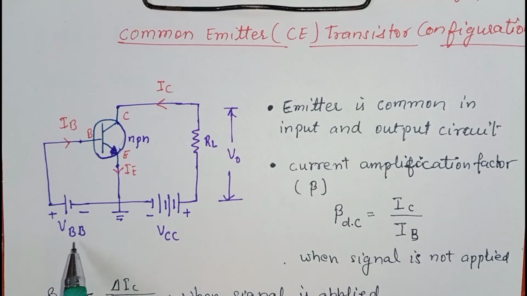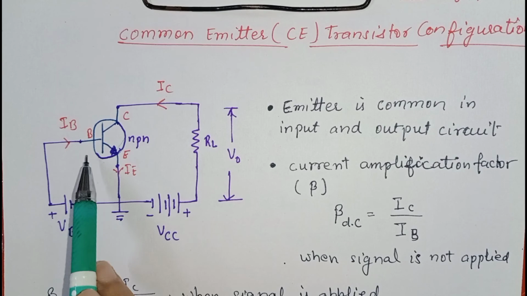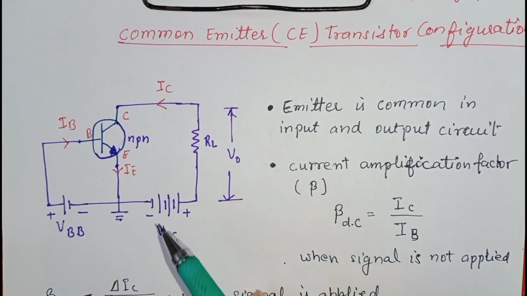We will apply a low battery between base and emitter because this circuit is forward bias, and a high battery between collector and emitter because collector base junction is reversed bias.